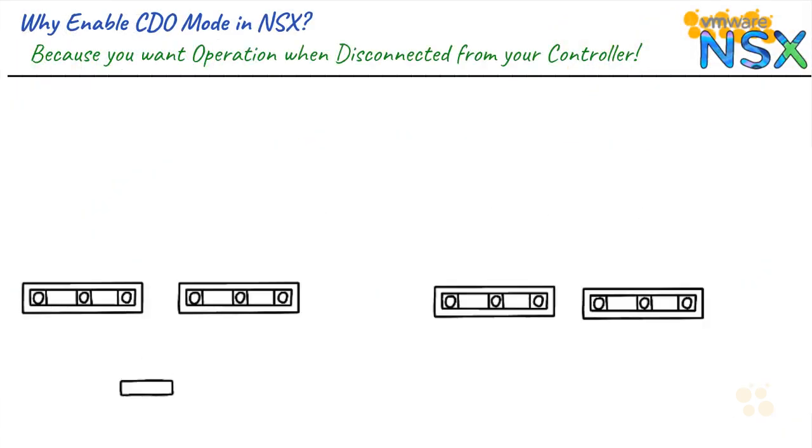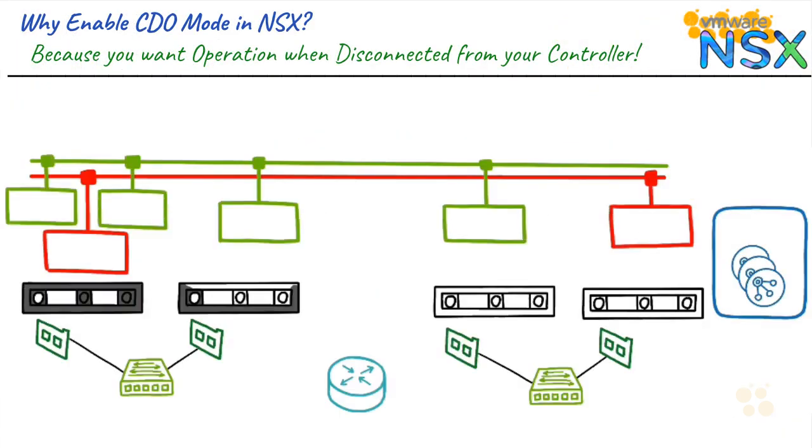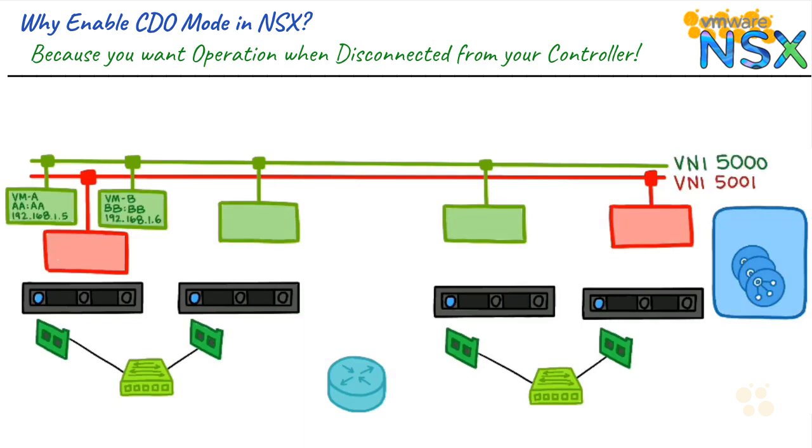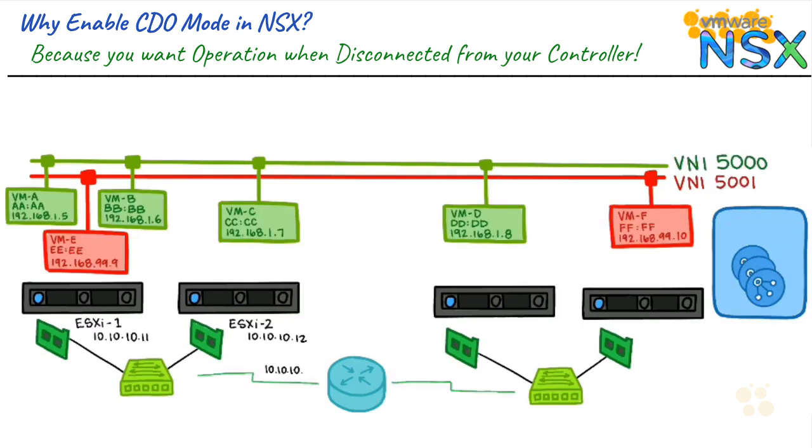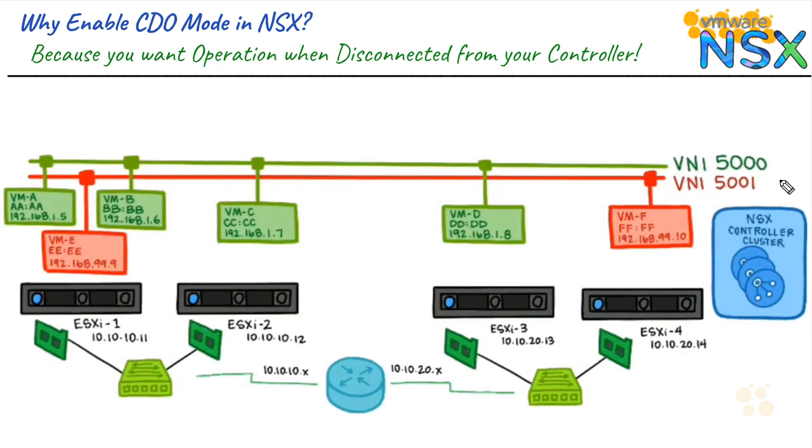Now, before we dive into what CDO mode does, let's just talk for a moment about what kind of protection, what kind of resiliency we have just in the nature of our NSX control cluster itself. The NSX control cluster is designed to be able to load balance across the 3 nodes, and if one of those nodes should fail, the remaining nodes can support those VNIs. But what happens if we were to lose all of our nodes?